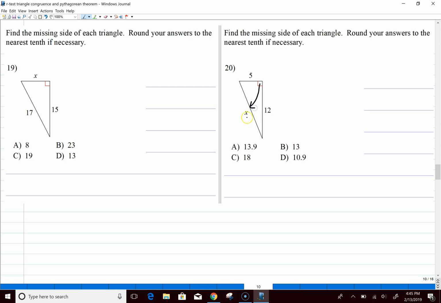Here we go. Do I know the C? No. So then you add. 5 squared plus 12 squared. Square root of 5 squared plus 12 squared. 13. In this one, do you know the C? Yes. So then you would subtract. 17 squared minus 15 squared, right?